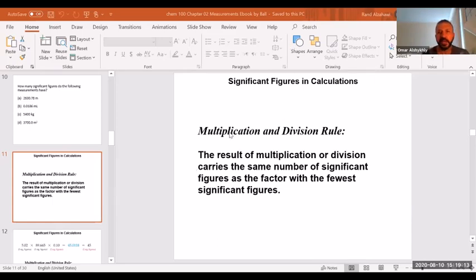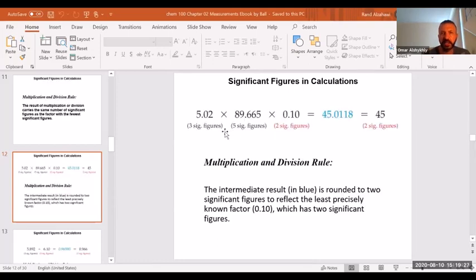Okay, in multiplication and division, the result will have the same number of significant figures as the factor with the fewest significant figures. So for example, here I have this multiplication: 3 significant, 5 significant, 2 significant. My answer should have only 2 significant. Do your calculation in the calculator, you will get this number in blue. Then you will round that number to 45 only, 2 significant.